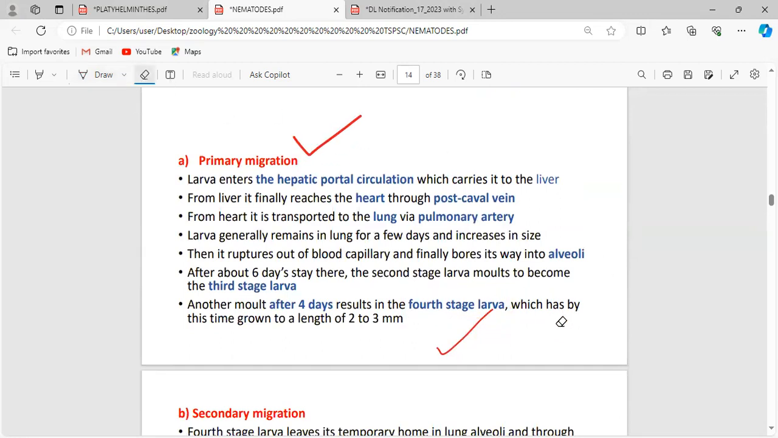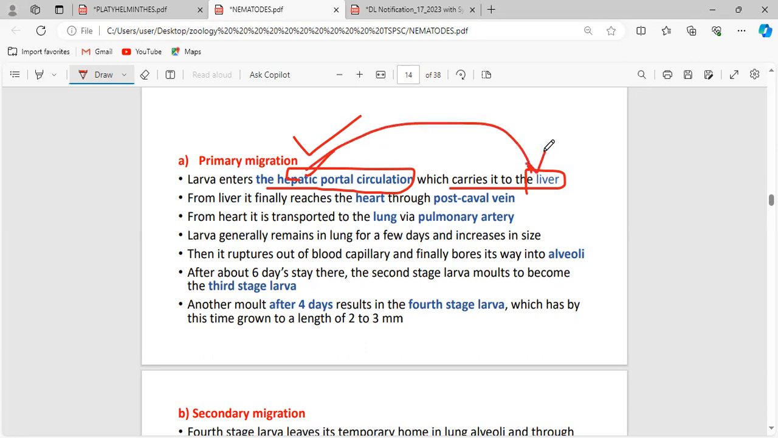Now, the larva enters the hepatic portal circulation, which carries it into the liver. As the name suggests, hepatic portal. As I mentioned before, hepatic or hepato, everything deals with what? Liver. Through the hepatic portal vein, it will reach the liver. From the liver, it is going to reach the heart through the postcaval vein.